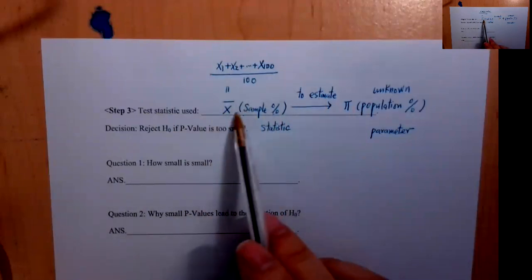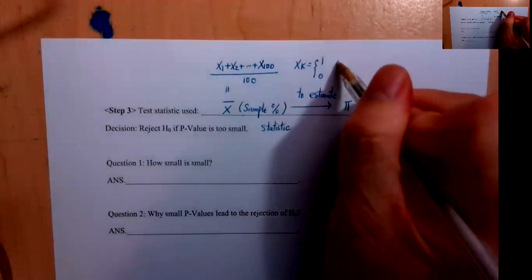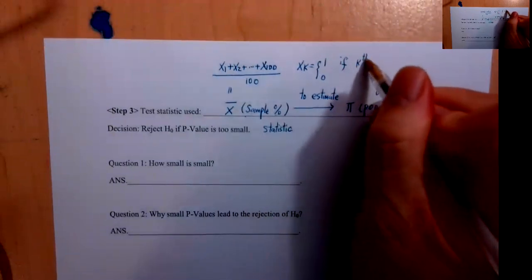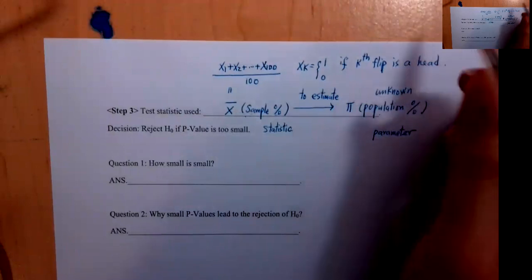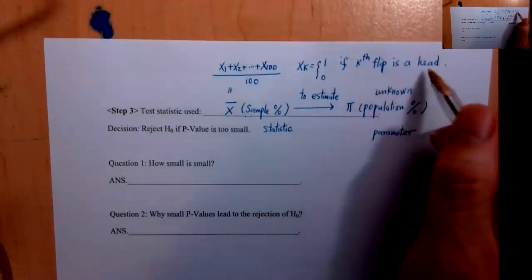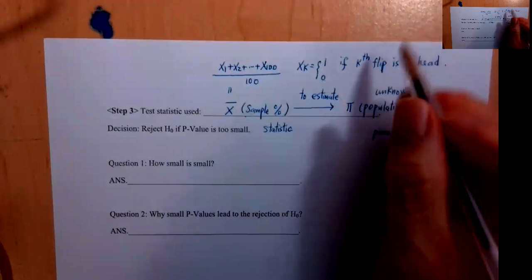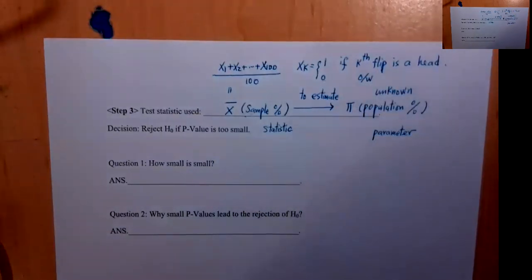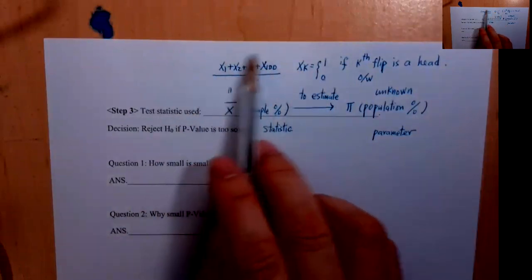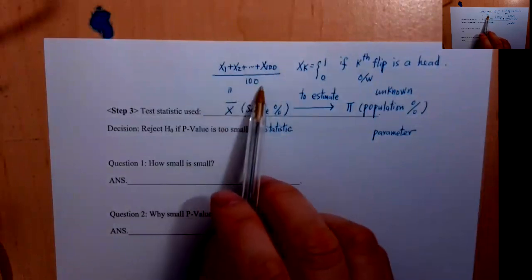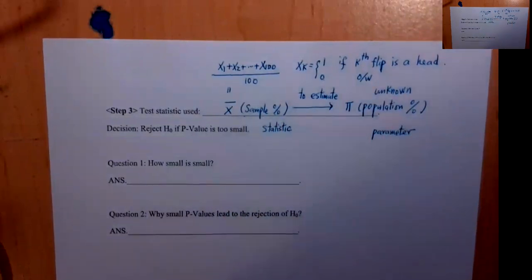And in this case, we call it a sample percentage because XK is 1 or 0. If K is a head, you count one head. If it is not a head, it's a tail, so you count zero heads. Otherwise, okay? So XK follows Bernoulli, a sequence of ones and zeros. So this is called the sample count. Sample count divided by sample size is what we call the sample percentage. We use the sample percentage to estimate the population percentage.